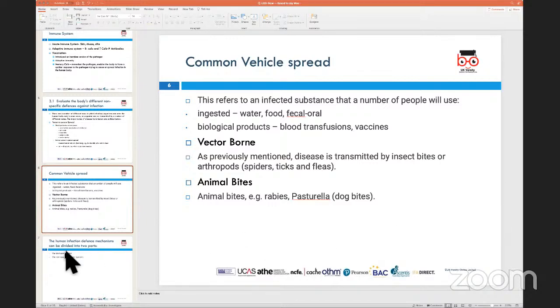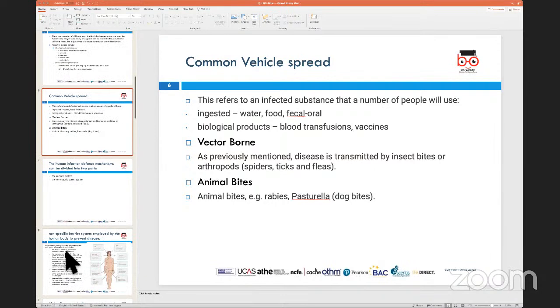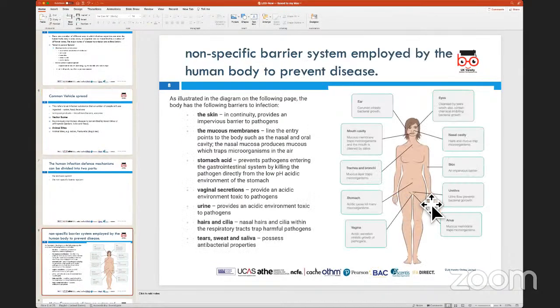Now, when we look at these non-specific barriers, what we also need to understand is what these non-specific barriers are and where the body's immunity system kicks in.